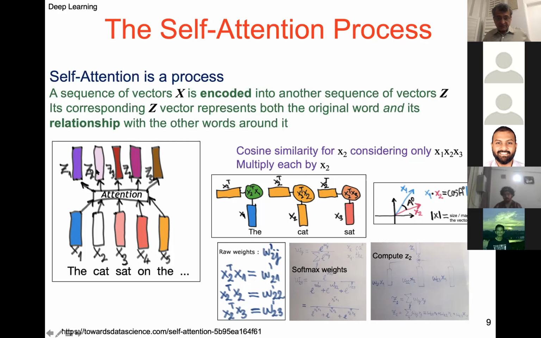So that corresponds to its local contextual information. That's the attention information. So the corresponding z vector corresponds to both the original word and its relationship to the other words around it. So we have both together represented in z2. It knows what the original word is and what the contextual information around it is. So this is referred to as the self-attention process.